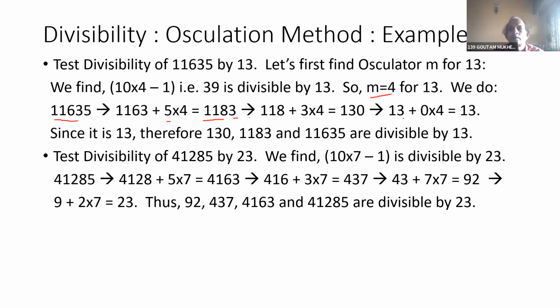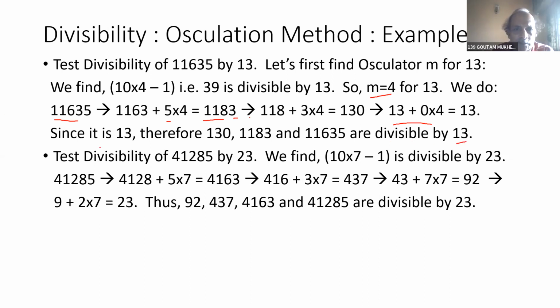This becomes trivial. 130 you can see immediately. Whenever it becomes obvious, then you just leave. If you know that 130 is divisible by 13, you stop there. You don't have to do the last step, but that doesn't matter, you can do it also. Since it is 13, therefore 130, 1183, 11635, all the backtracking, all these numbers are already divisible by 13.